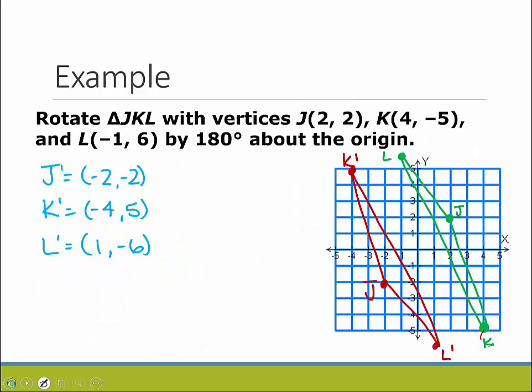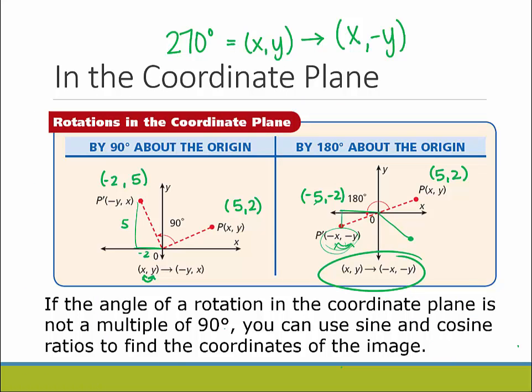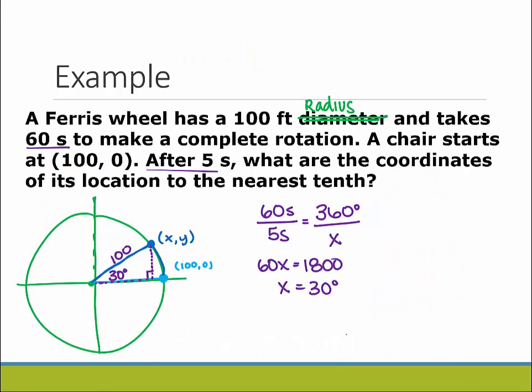Now, like this said back here, that if the angle of rotation is not a multiple of 90, we can use sine and cosine ratios to find the coordinates of our image. So that's what we're going to do right now, is use sine and cosine ratios. So I'm going to relate everything to this hypotenuse, which I know is 100. So if I want to figure out the X value first, that is going to be the cosine of 30 is adjacent over hypotenuse. And if you do 100 times the cosine of 30, you end up with about 86.6. So this point up here, the X value is about 86.6.